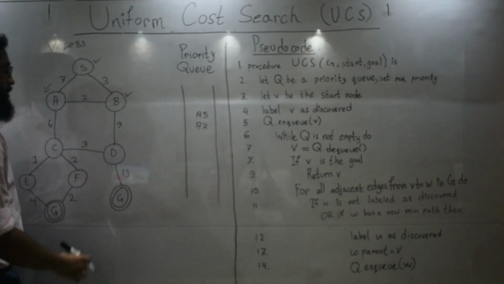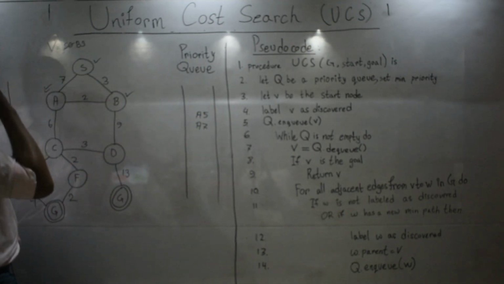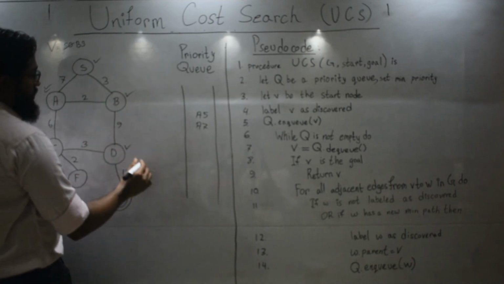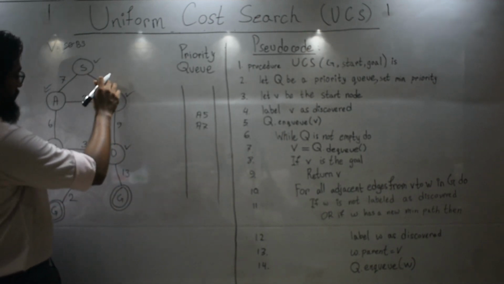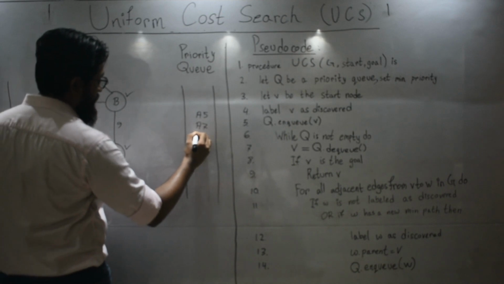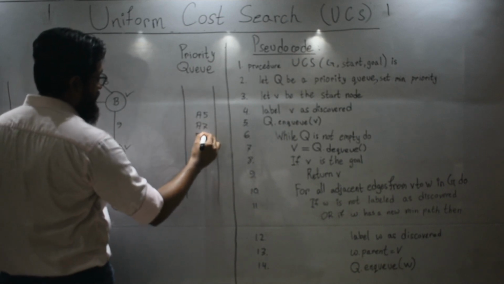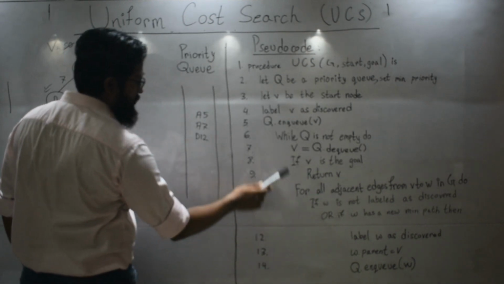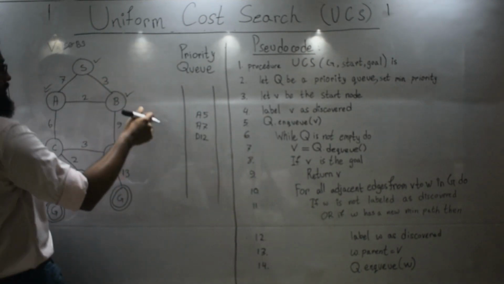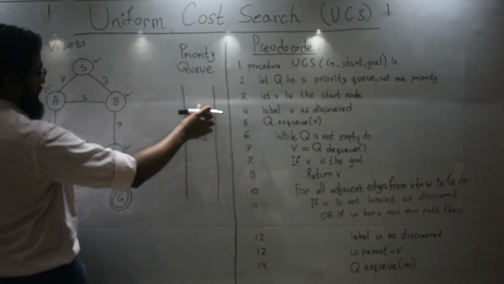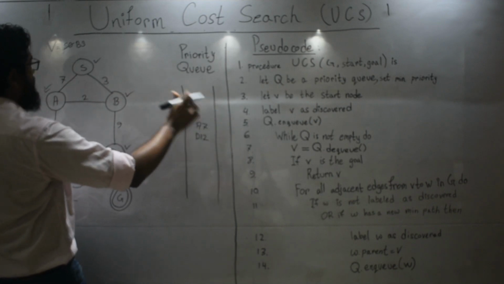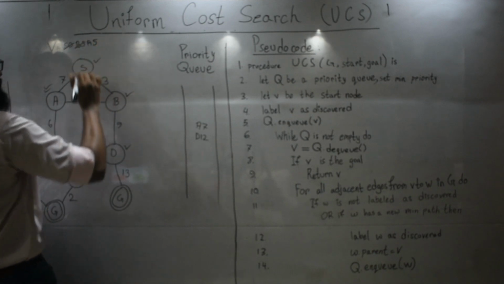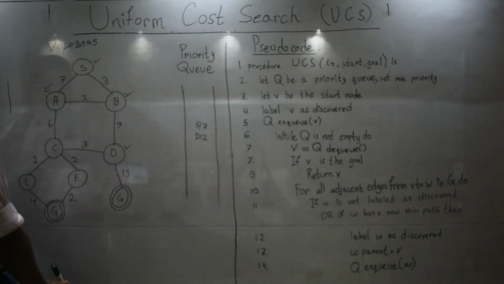A5. The other neighbor is D. D has not been discovered. So discover and then NQ. 3 plus 9, 12. D, 12. Now you've reached the end of this loop. You will come back to line number 7 and dequeue A5. Okay.